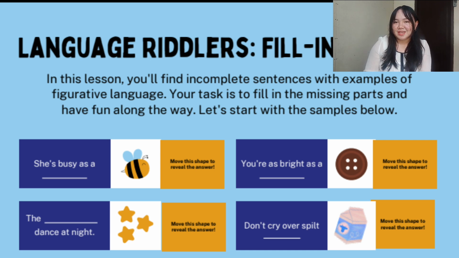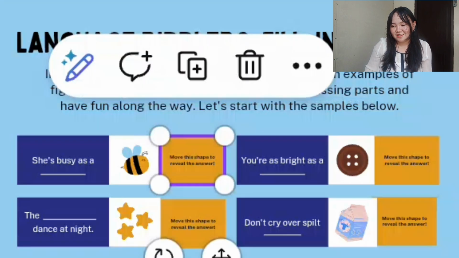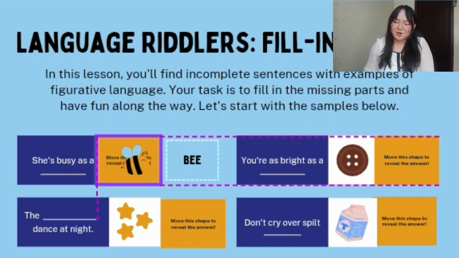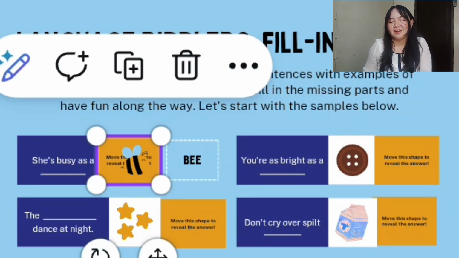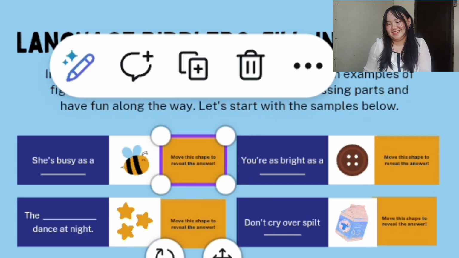Here is the question. Number 1, she's busy as a blank. What could you see here in the photo? Yes, Mr. Carl. Are you sure? Yes, Miss Jeneline? Okay, B. So, we can see here if your answer is correct. Great, your answer is correct, Miss Jean. The answer is B. She's busy as a bee.